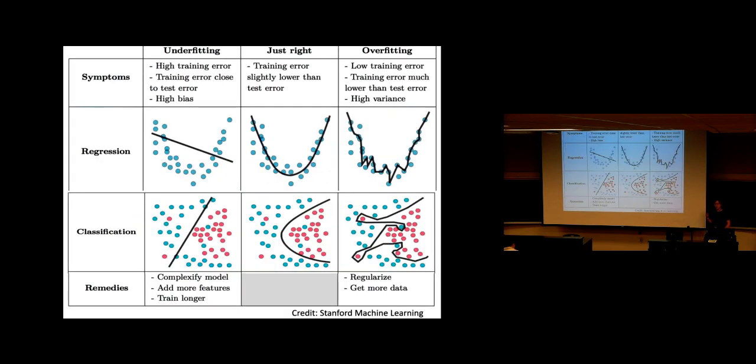So how do you rescue? When you have large bias, you make the model more complex, or you add more features, and sometimes because you haven't trained well, you train longer. And if you have overfitting, you regularize the model to make the model simpler. You get more data, add more training data.